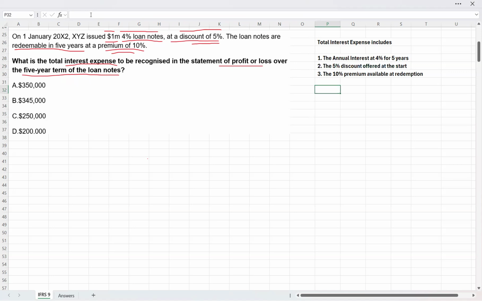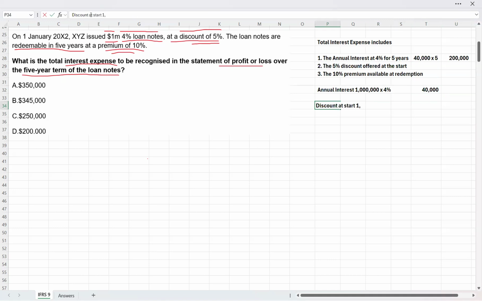Okay, so let's see. We're going to have the working for the annual interest. That is the straightforward working. We take the 1 million, multiply that by 4%, and we have the value. So that is 1 million into 4%, which is 40,000. And for 5 years, it is 40,000 into 5 years, so that is going to be 200,000. I hope this is clear. That is the first advantage. The second advantage is your discount at start.